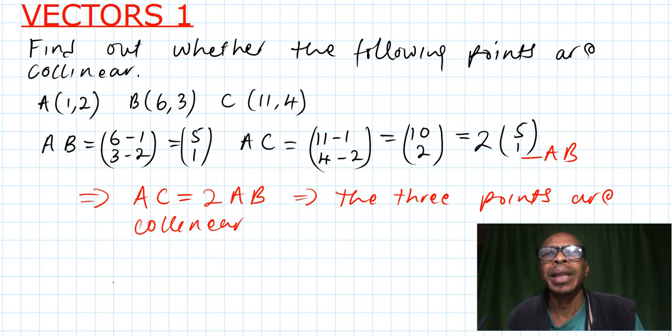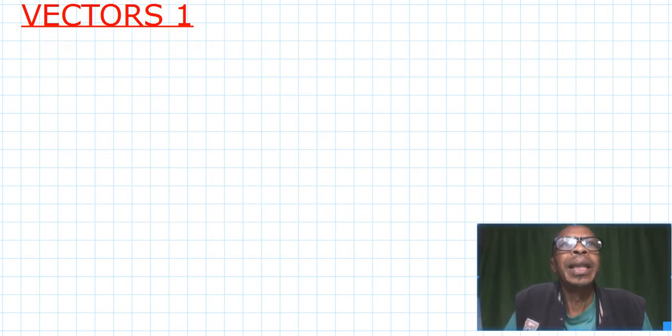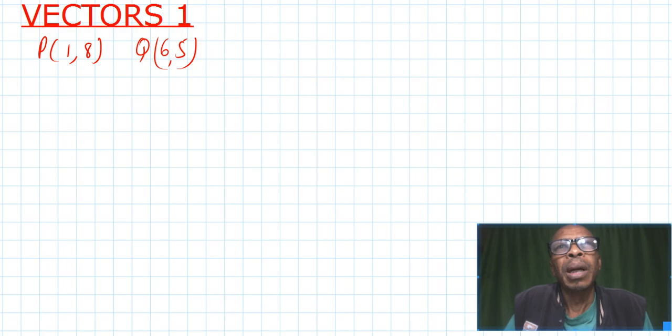And if you plot them, you'll be able to see that they lie on the same straight line. Another example is that if we take point P, we say it is 1, 8. Q, we say it is 6, 5. And we have R as 11, 2. Find whether they are collinear.